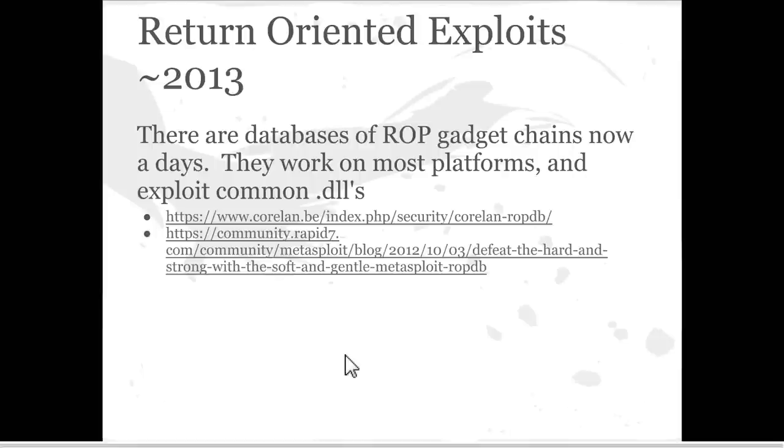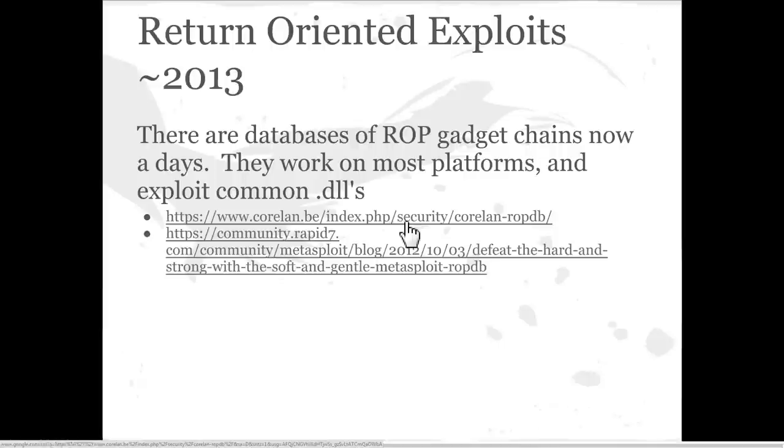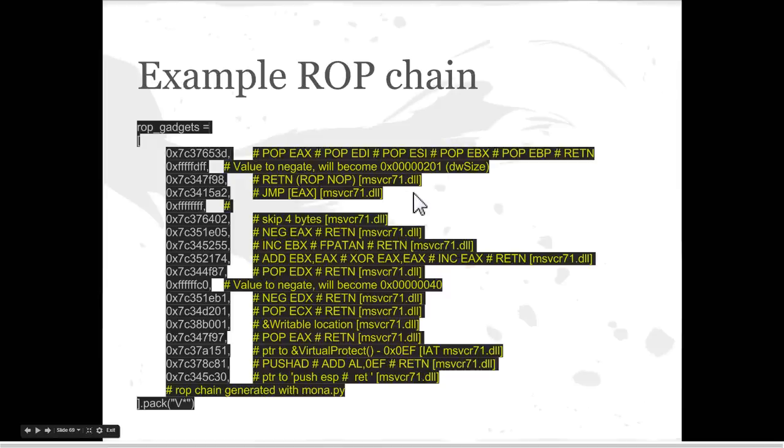So there are entire databases and catalogs of ROP gadget chains nowadays, and the criteria for these databases is that they have to work on Windows XP, Windows Vista, Windows 7, Windows 8. So it's pretty restrictive criteria. It has to be effectively universal in order to be included. And they have to exploit common DLLs on those platforms. It's pretty widespread nowadays that we have that level of support. So here's an example ROP chain. You see a lot of basically pop, return, jump, pop, pop, pop, and so on.